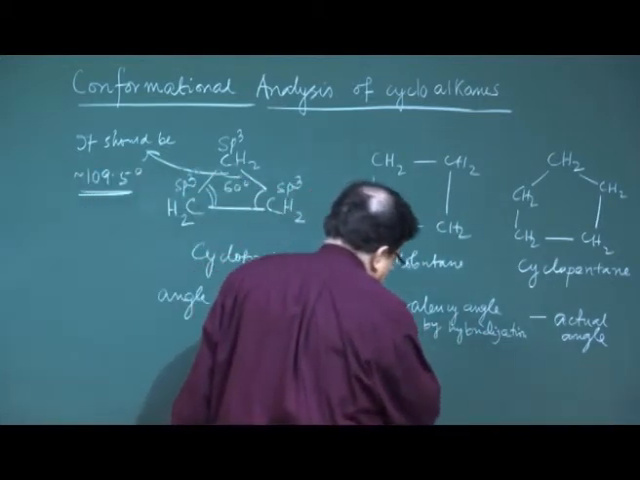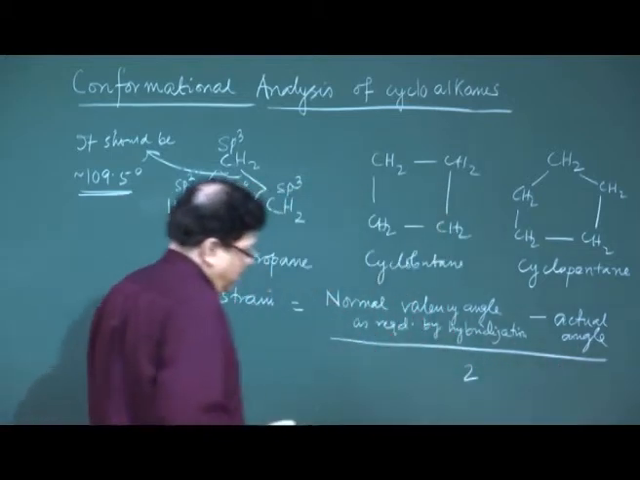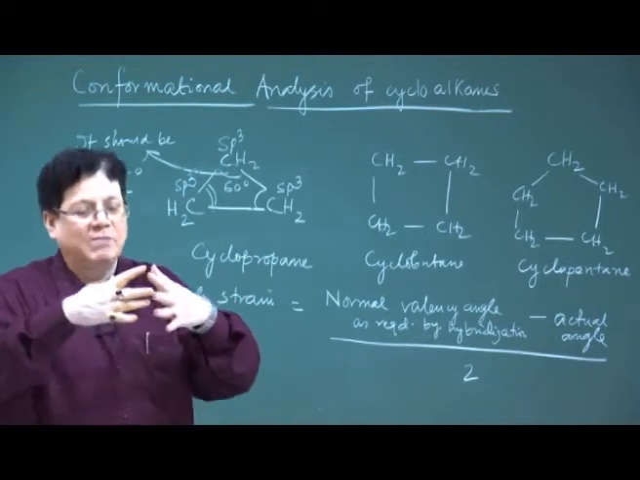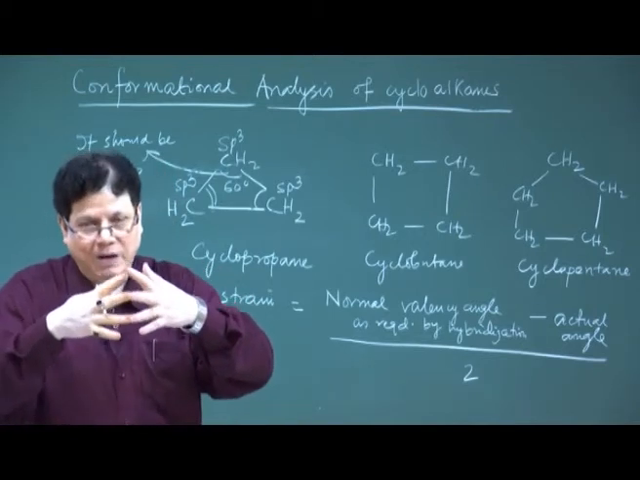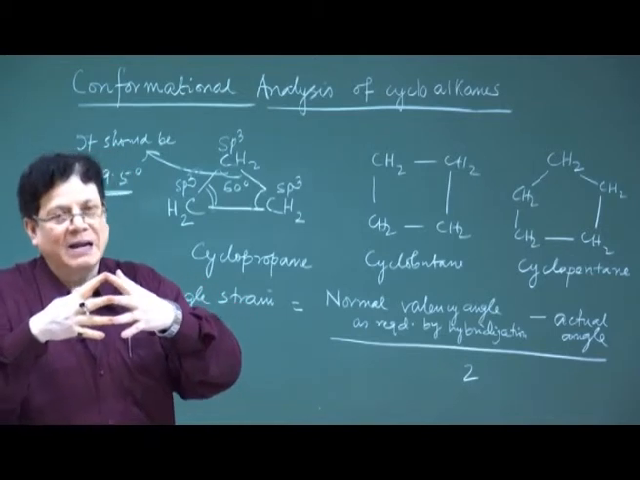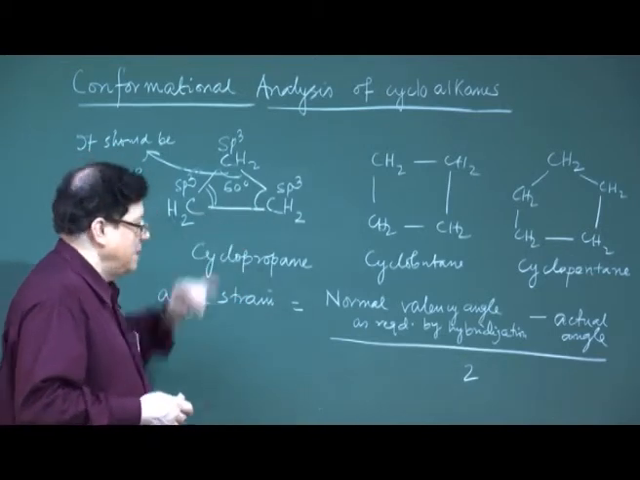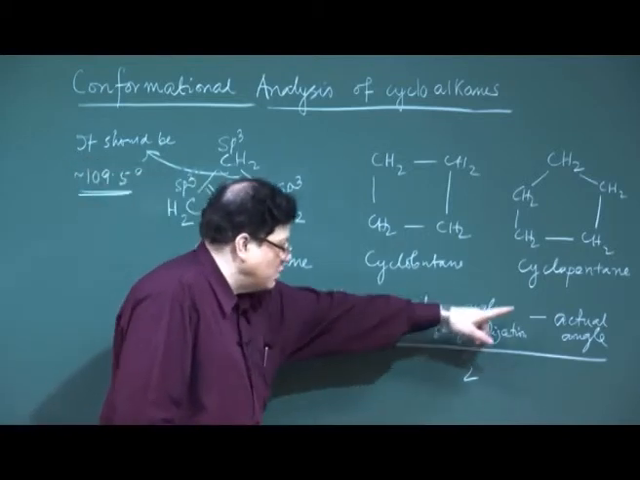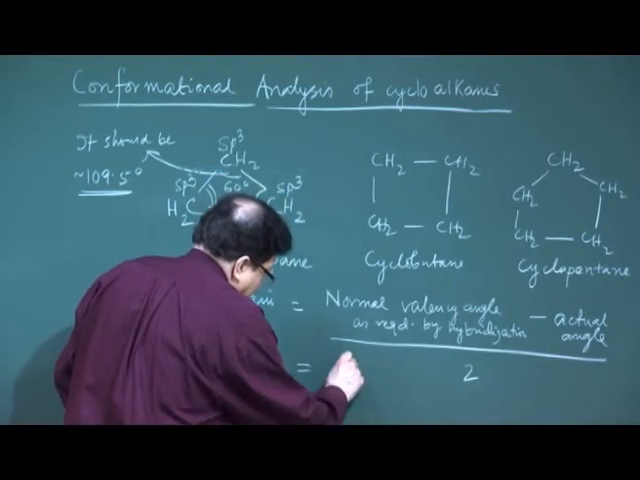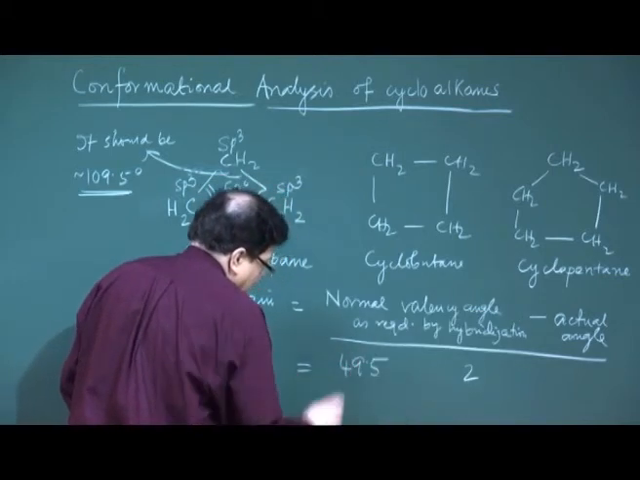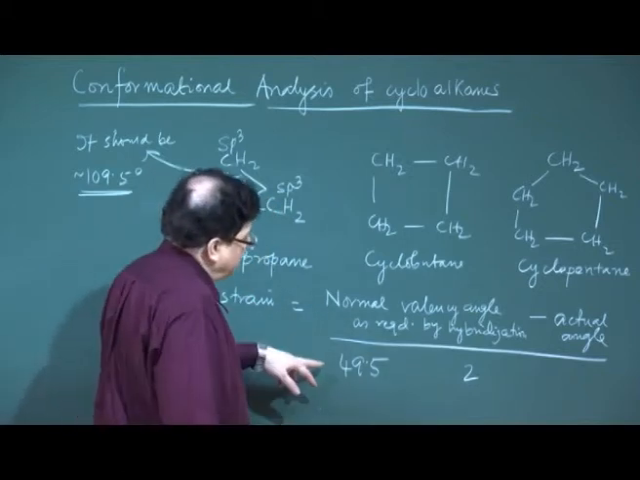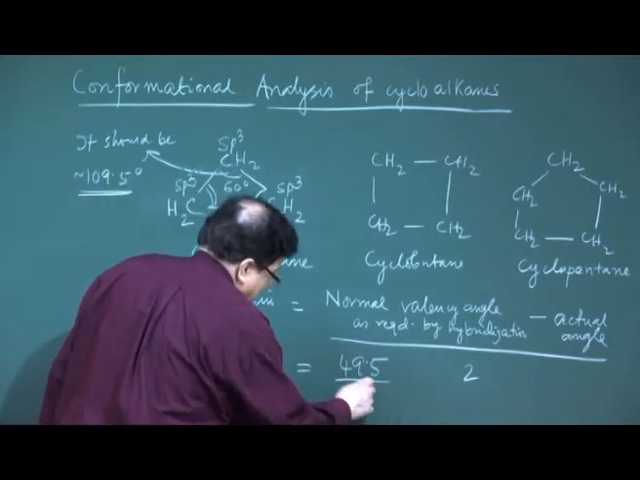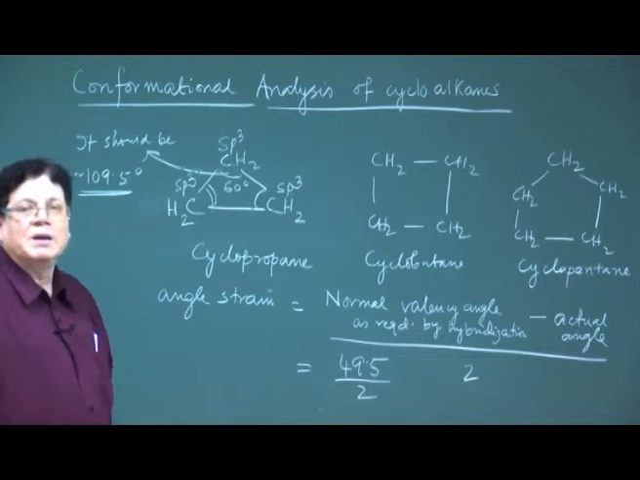Now, this is interesting, this has to be divided by 2. So, what is the angle that is required as per hybridization? That is the normal valence angle, that is 109.5 degrees, but the angle is 60 degrees as per this geometry of cyclopropane. So, the difference comes out to be 49.5. Okay. So, the angle strain is 49.5, but that is not the correct representation of angle strain. It has to be divided by 2.